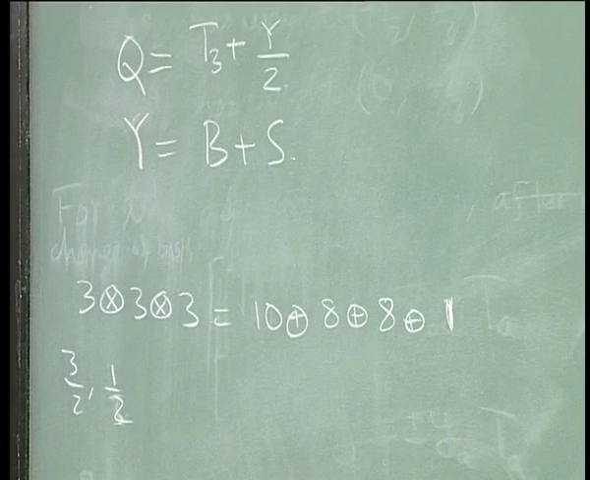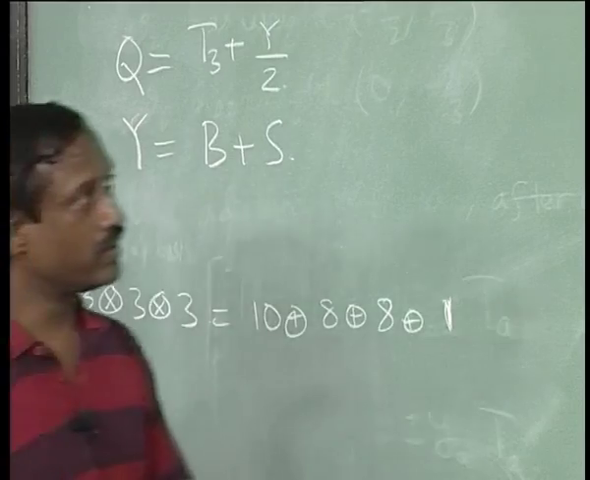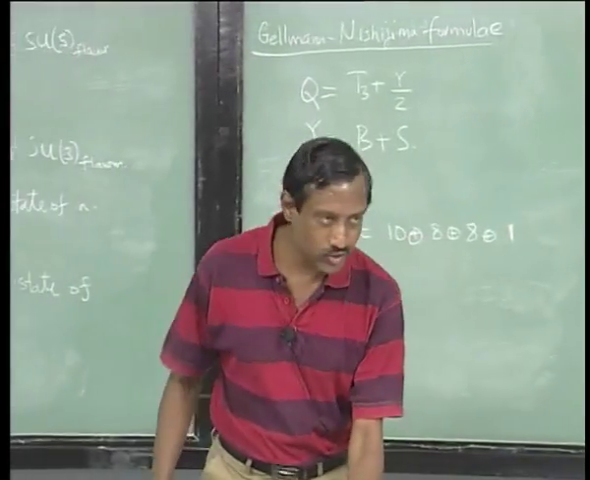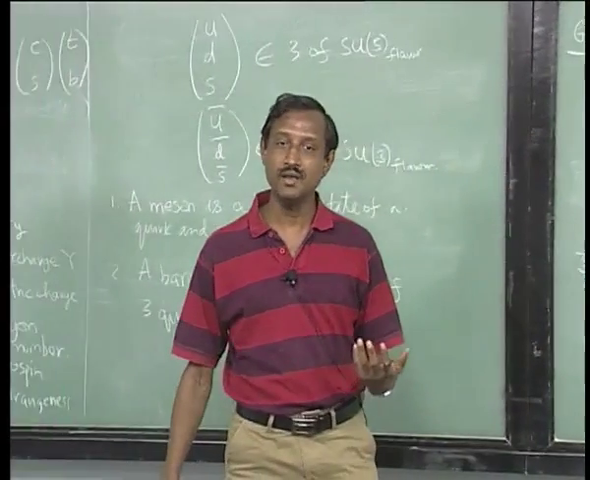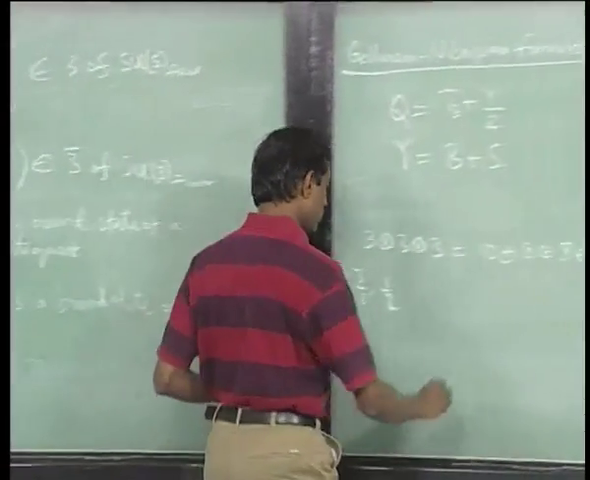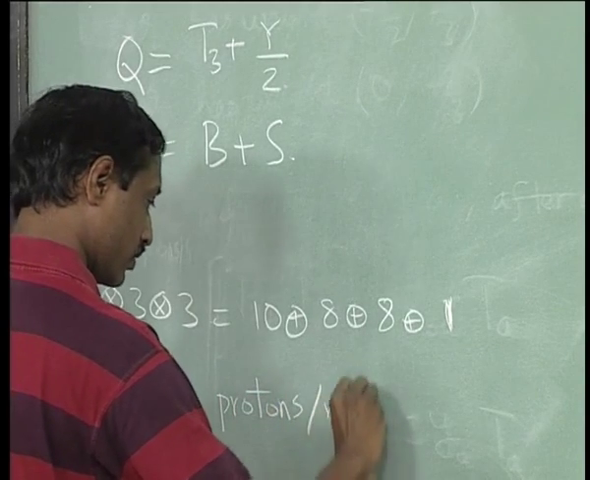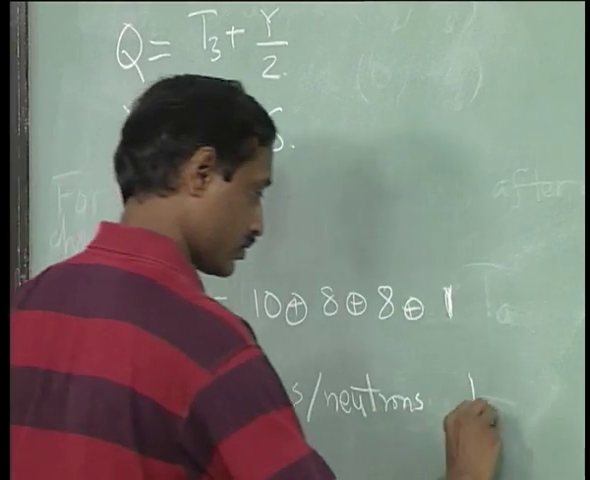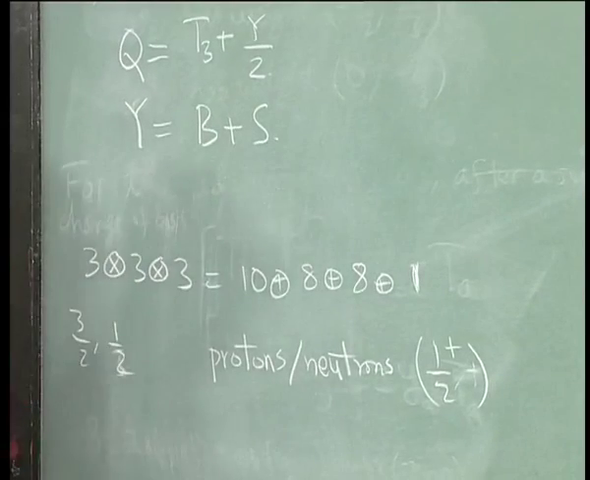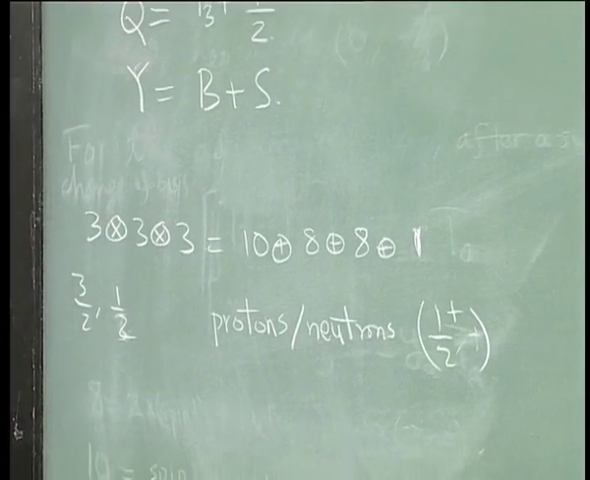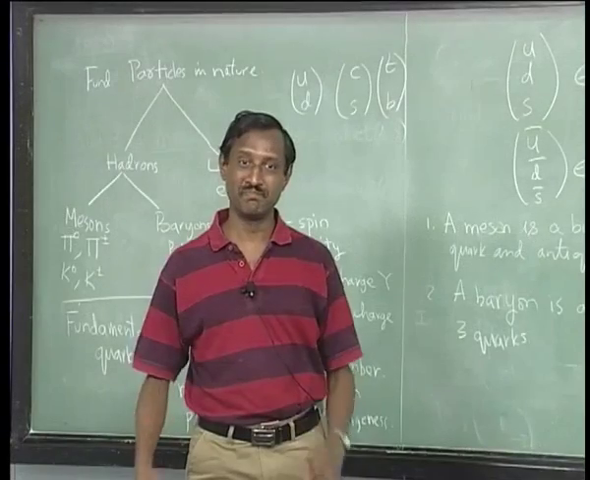Okay. So baryons will have either spin half or spin 3/2. It turns out that the proton and neutron sit in an octet, and we know that protons and neutrons have spin half. The label is 1/2 plus. Spin half plus particles, it tells you that the full octet has this property, not just one of them.